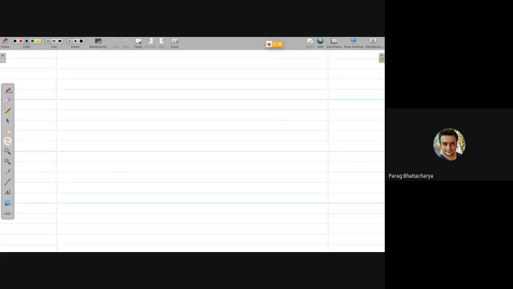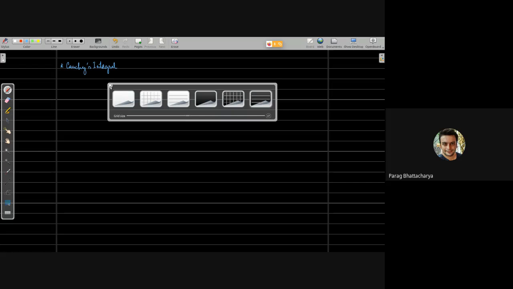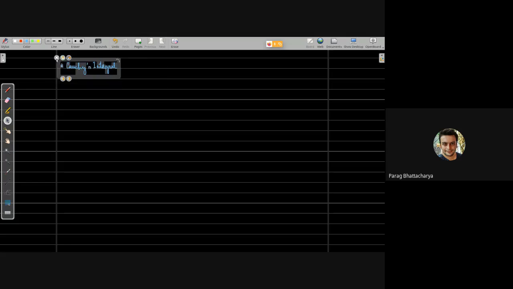Okay, so what we have here is this. Let's start with the Cauchy's integral theorem. I have a little bit of problem with writing on a white background, so I'm going to use a black background. My handwriting gets spoiled when I write on a white background. Cauchy's integral theorem.